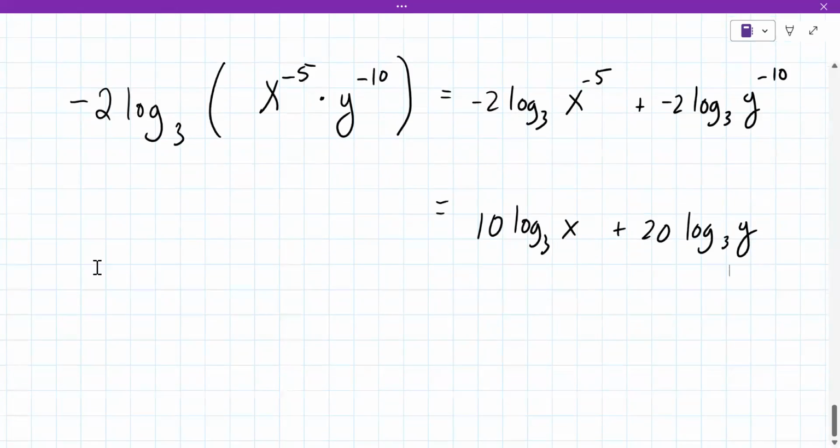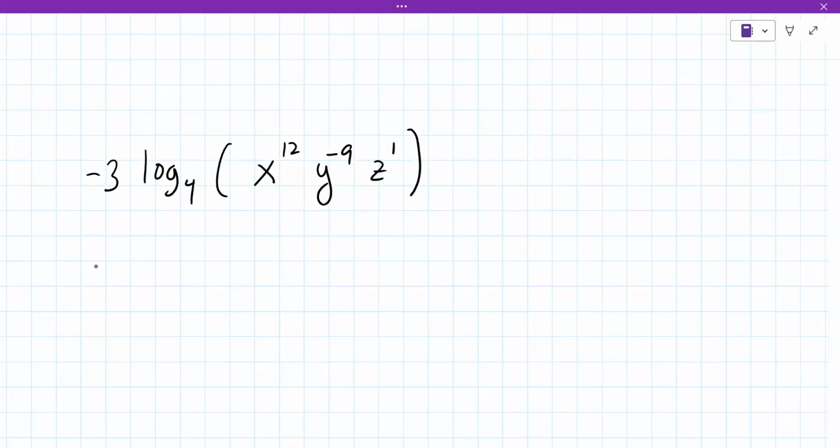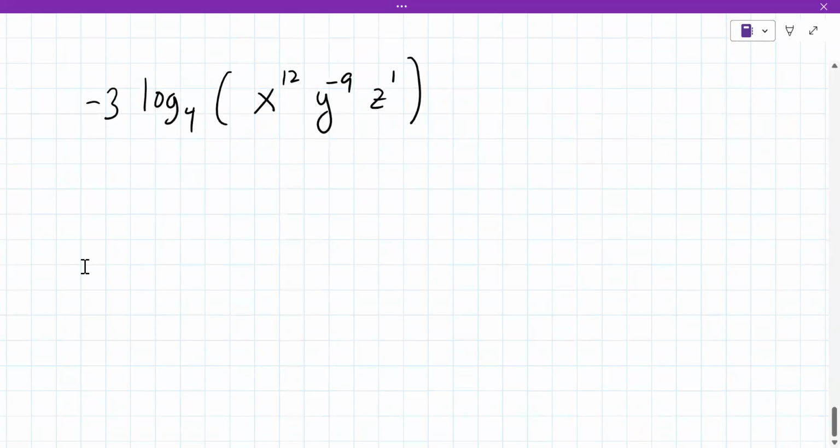Got it. Okay. So here's one for you to try. Let's say it's -3 log base 4 x to the 12th y to the -9th z to the power of 1. Why don't you try this one on your own, please?